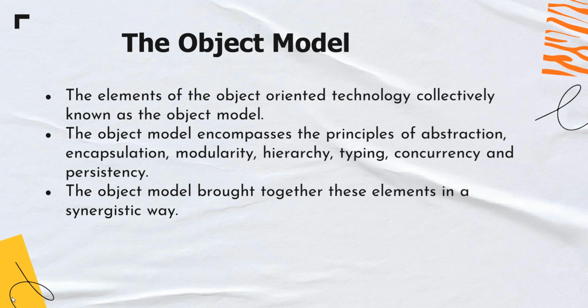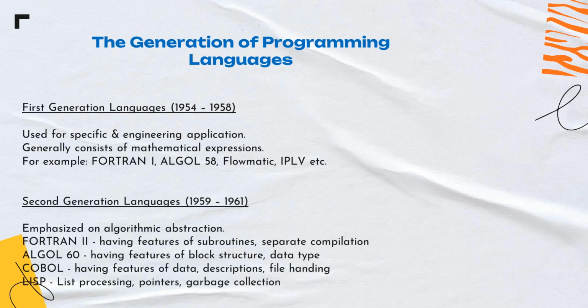The object model. The elements of object-oriented technology are collectively known as the object model. The object model encompasses the principles of abstraction, encapsulation, modularity, hierarchy, typing, concurrency, and persistency. The object model brought together these elements in a synergistic way. The generation of programming languages.